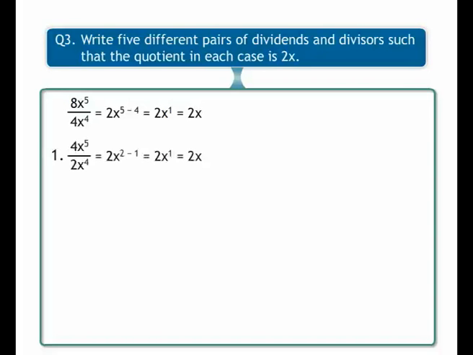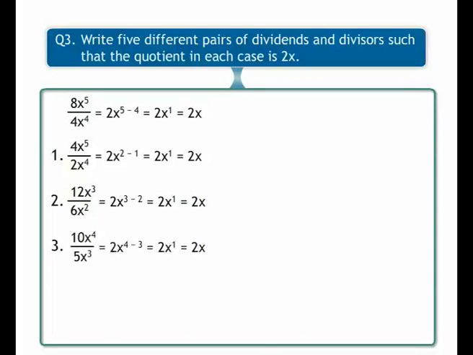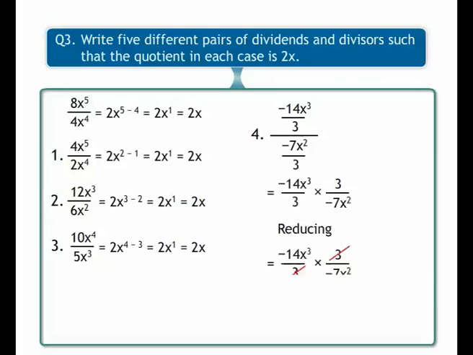Similarly, the other such pairs can be: 1. 4x square divided by 2x. 2. 12x raised to 3 divided by 6x square. 3. 10x raised to 4 divided by 5x cube. 4. Minus 14x raised to 3 upon 3 divided by minus 7x raised to 2 upon 3. I hope you got it. Isn't it very easy to understand?